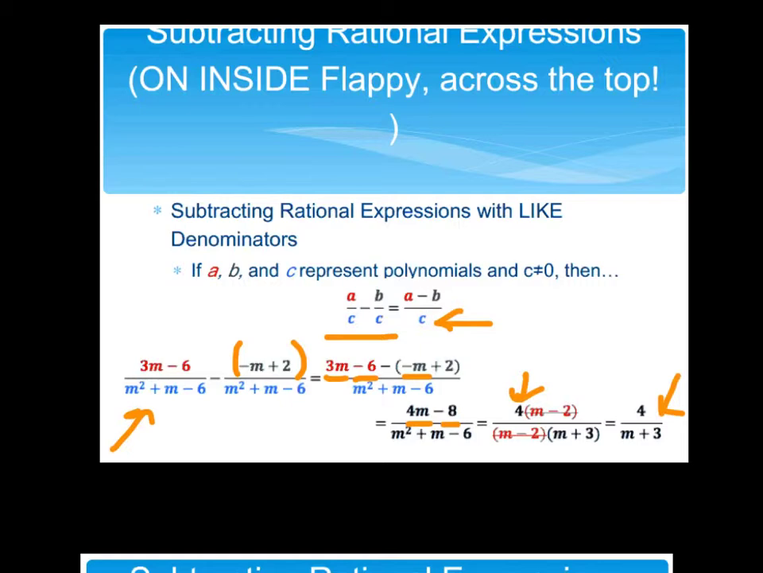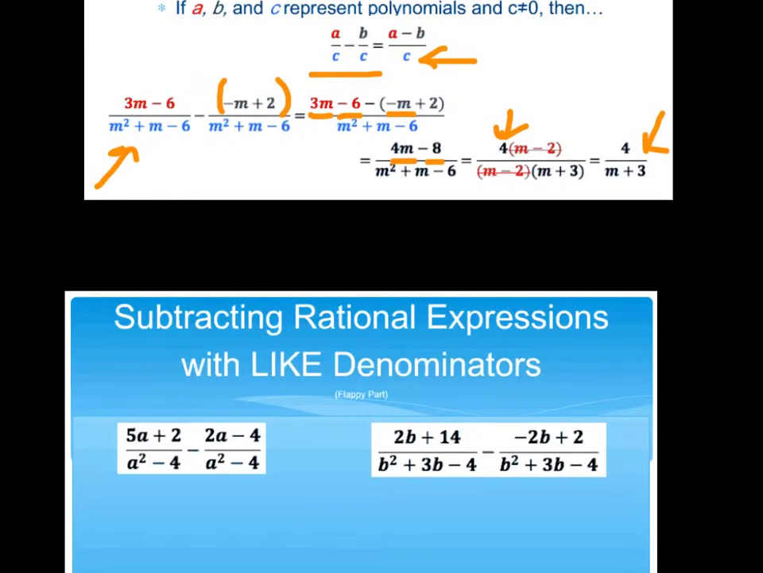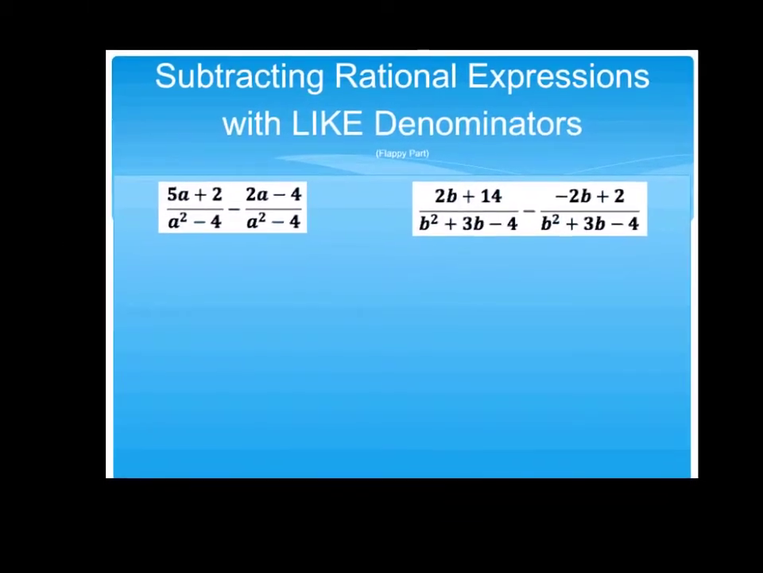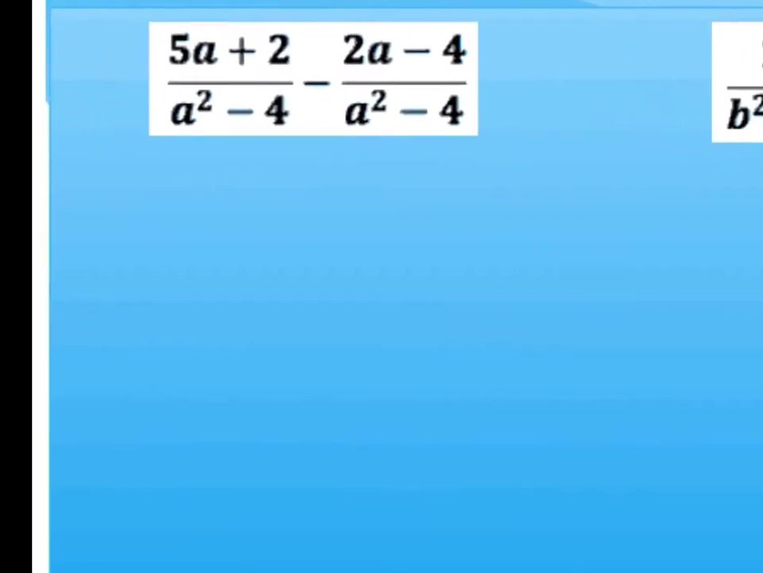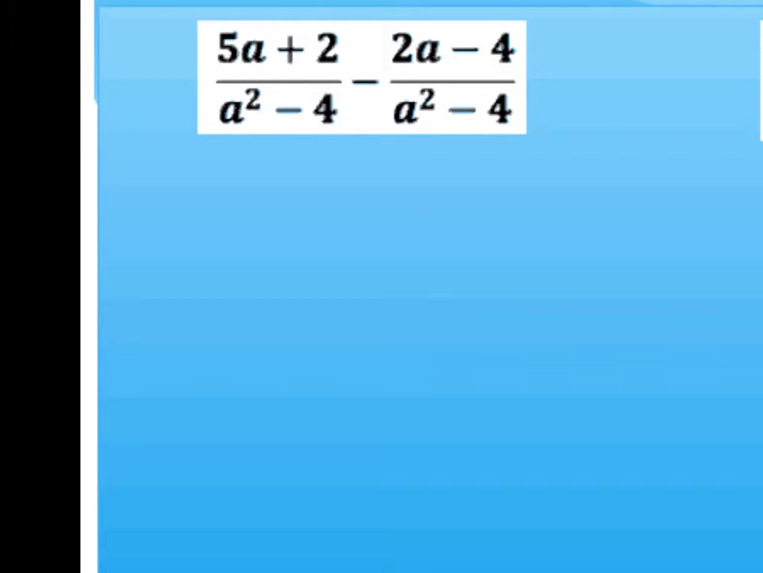So now from here, let's try a couple of practice problems and see if we can play around with this whole concept of subtraction with like denominators. On the left-hand side here, this is a problem that you should have in your notes by now. We have 5a plus 2 over a squared minus 4 minus 2a minus 4 over a squared minus 4.